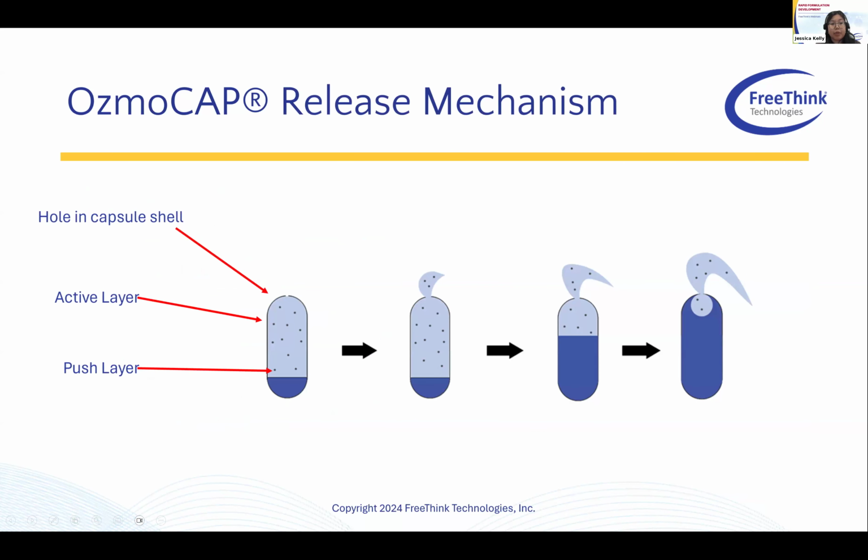So what does the OsmoCap release mechanism look like? An OsmoCap is made out of two capsule shells, and one of the capsule shells has a hole to allow for drug to come out. When an OsmoCap enters the GI tract, water is osmotically drawn into the shell at a rate that is determined by the capsule shell permeability. The active and push layers inside the capsule shell will start to solubilize as water comes in. A combination of pressure buildup and the push layer swelling will deliver the drug out of the hole as a viscous solution or suspension in a predictable zero order release rate that is independent of the drug solubility.